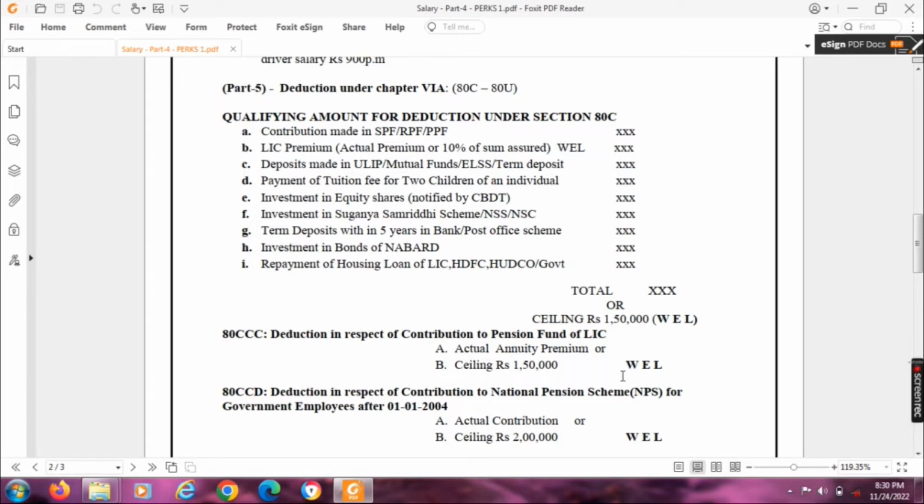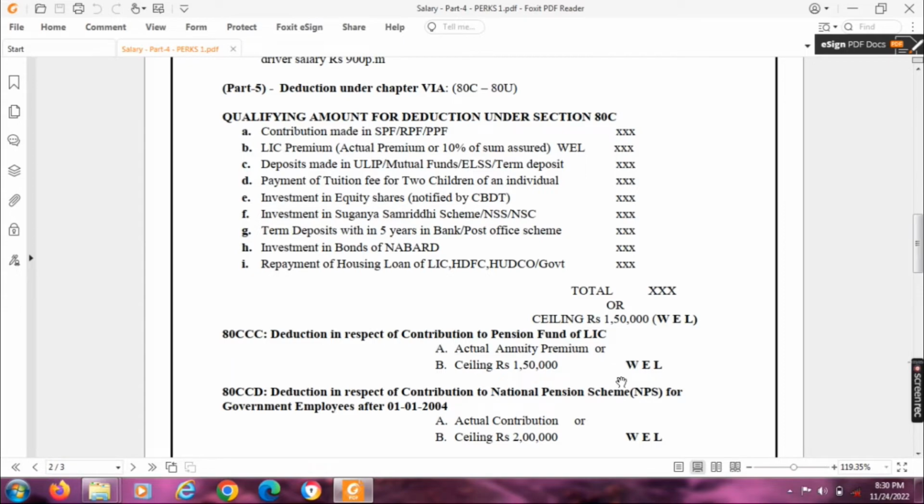This amount was also qualified for 80C. When calculating the qualifying amount for deduction in case of insurance premium, actual premium paid or 10% of sum assured, whichever is least, only that is qualified for deduction. Deposits made in ULIP, unit linked insurance premium, or mutual funds or ELSS, equity linked savings scheme, or any term deposit are fully qualified for 80C.